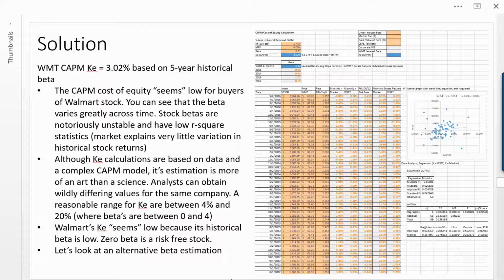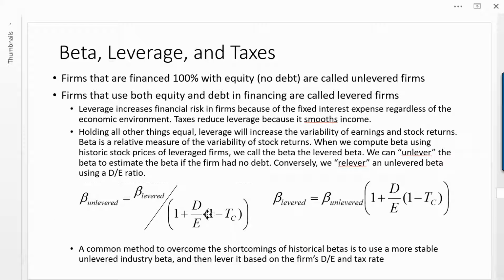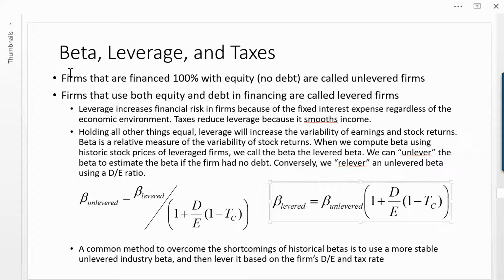So we're going to look at a different model for calculating beta. All right, so to talk about that, I need to give you a new equation. We'll get to that in a minute, but let's do some terminology. When we talk about firms that are financed 100% with equity, in other words, they have no debt, no bonds, no loans, they're called unlevered firms.